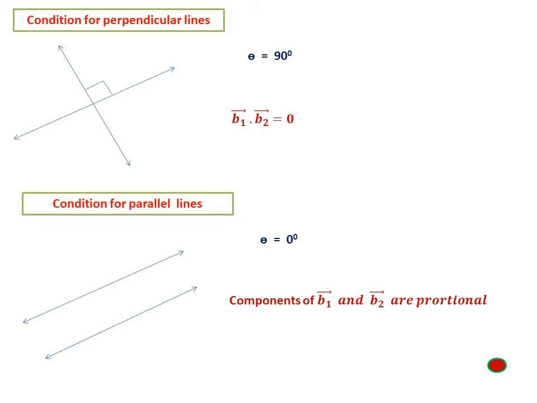Suppose you are asked to show that two lines are perpendicular, you can use the first condition, B1 dot B2 equal to 0. And suppose you are asked to show that two lines are parallel, then you can show that B1 and B2 are parallel by showing that direction ratios are proportional. So this is the important observation you have to remember. Let us proceed with examples.